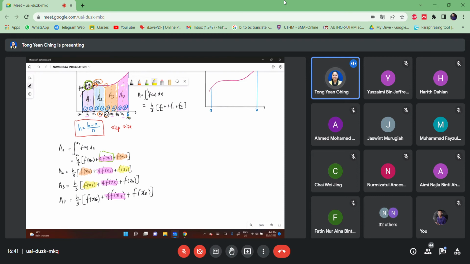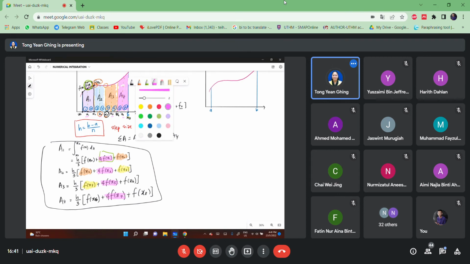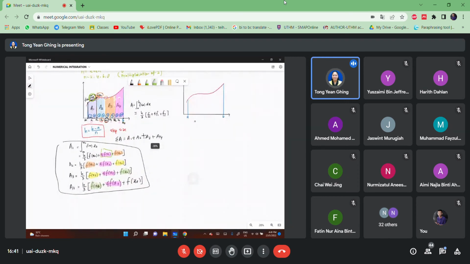The reason it appears 2 times is because the total A is A1 plus A2 plus A3 plus A4. So that means I have to total up all these things. All have to be totaled. And you see F X6 also appears 2 times. So the common formula for Simpson's one-third rule becomes like this.